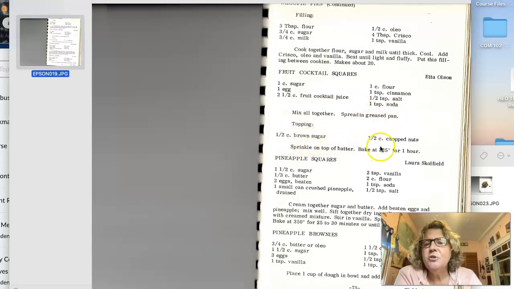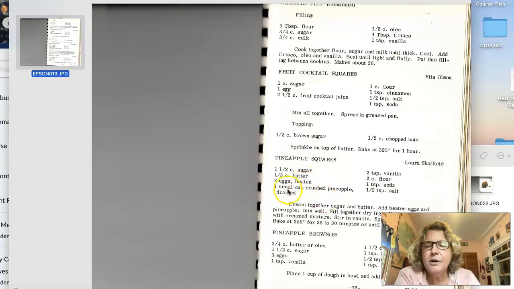Wait a minute. Brown sugar and I don't have any chopped nuts. Why wasn't that up here in the ingredients list? You see how it's choppy, it's jumbled. It forces the reader to go back and forth. Don't want it.